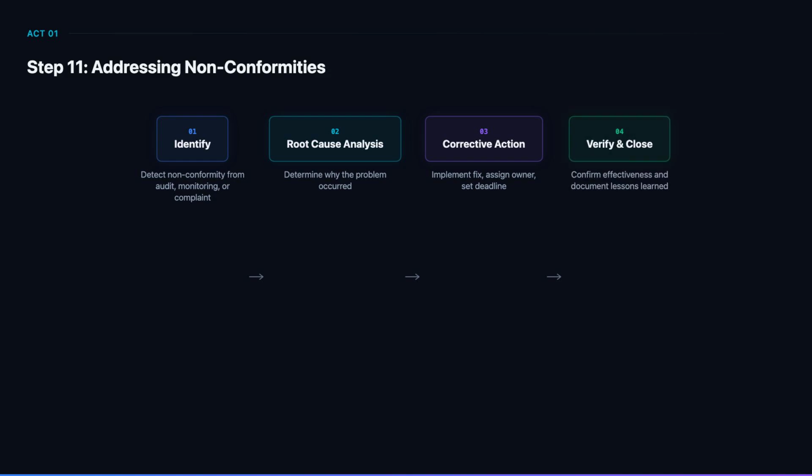After implementation, verify that the corrective action is effective and the issue won't recur. Document all lessons learned to strengthen the QMS over time. Only then close the action item.